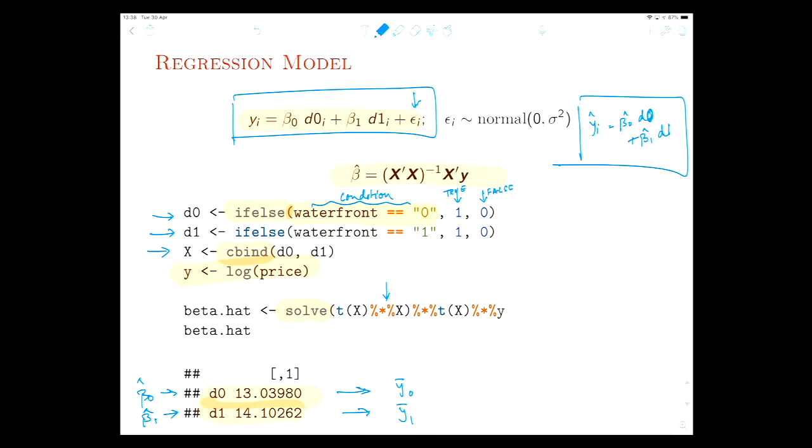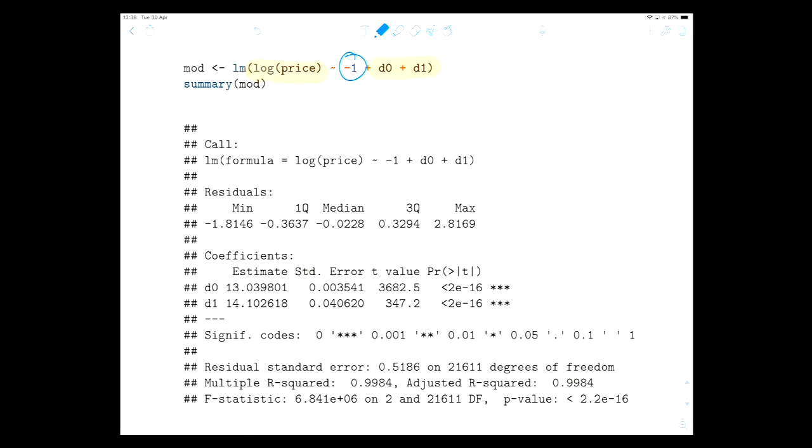Okay, so that's how you code that into R. When you don't want an intercept term, you use -1 in the lm command. Again, why we choose to not have the intercept, I'll come back to in a few minutes.